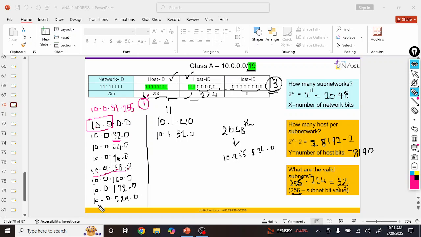For this, it will be 10.0.159.255. For this, it will be 10.0.255.255. For this, it will be 10.1.63.255. For this, it will be 10.255.255.255. Okay. The first valid host will be 10.255.224.1, and the last valid host is 10.255.255.254. Okay, so this is all about slash 19.